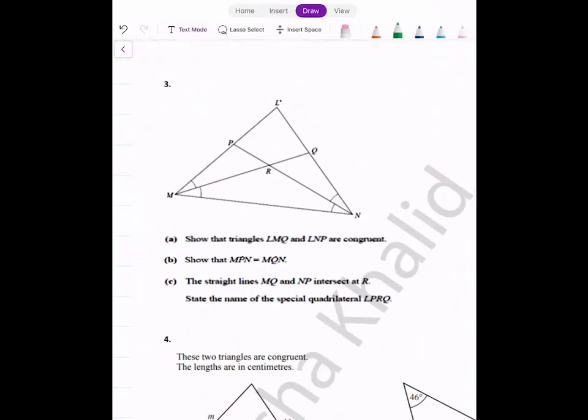So LMQ is congruent with LNP. Can I say the mentioned angles are equal to each other? The ones they have marked, they're all equal to each other. Can I say angle M is equal to angle N, given in the question? Can I say angle L is equal to angle L because it's a common angle? And then, can I say these 2 angles are equal because they are both halves of equal angles?